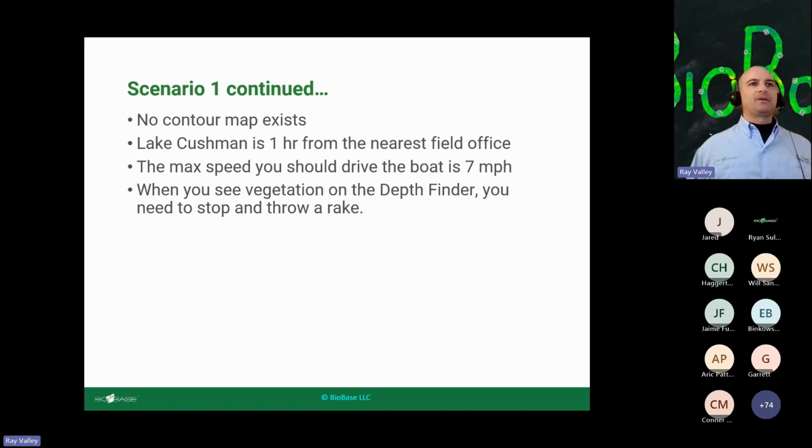We don't have a contour map. You've got this lake that's an hour from the nearest field office, and this is just hypothetical. I have no idea what Lake Cushman is really like. The maximum speed you should drive the boat is probably 7 miles an hour. And then, when you see vegetation, you need to stop and rake.